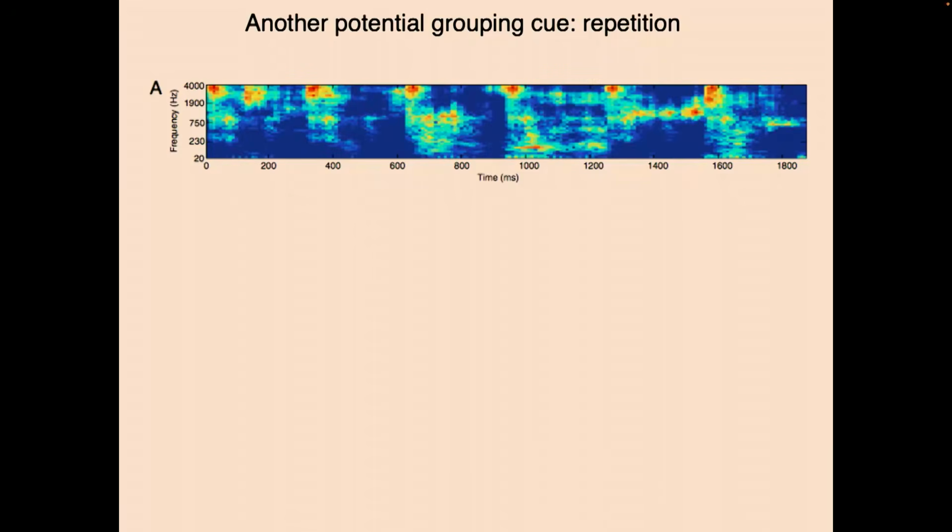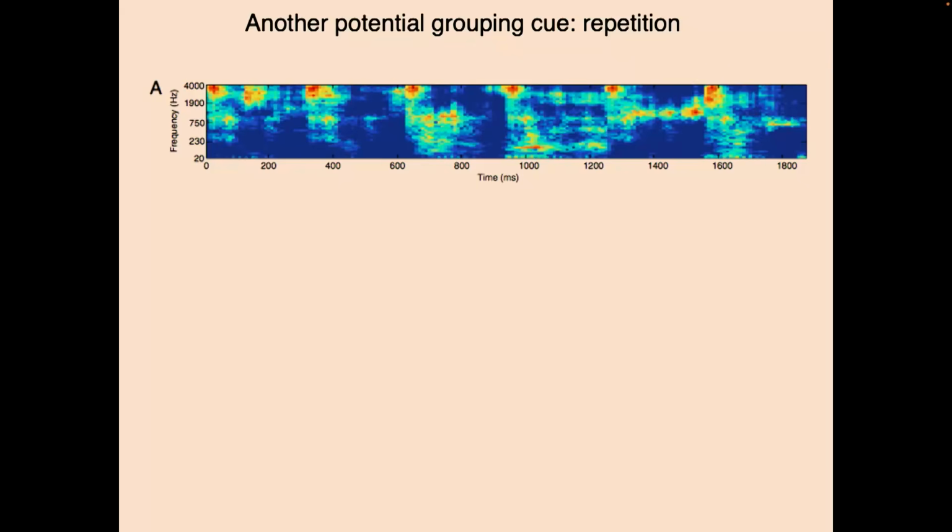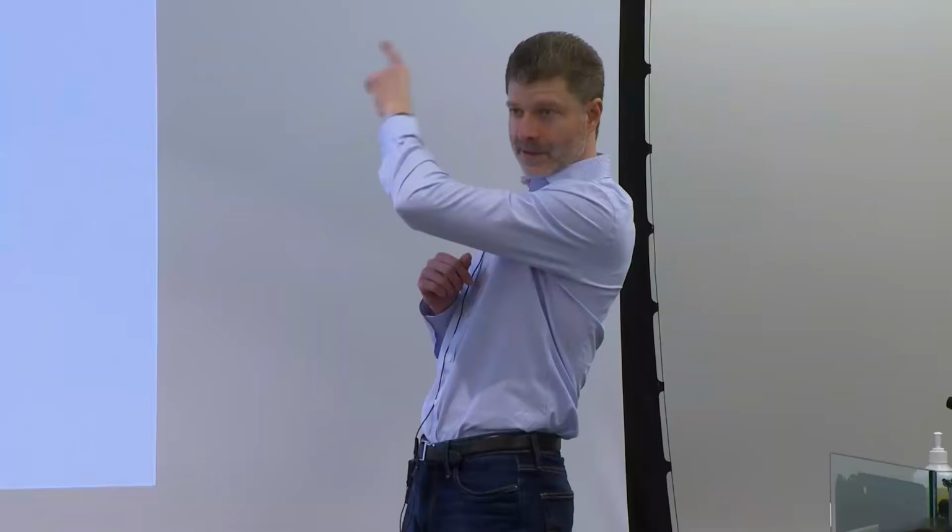All right. Another thing that could potentially be a powerful grouping cue, and turns out to be a powerful grouping cue, is repetition. Okay, and so this is a graph showing you a time-frequency decomposition of sound. And if you just look at this, you can notice that there's some repeating structure. You see those blobs up at the top that seem like they're happening kind of regularly.